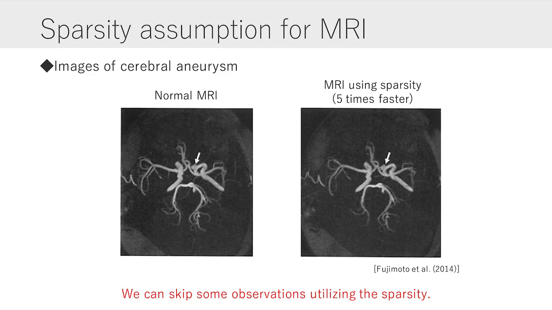Here we are comparing these two figures. The left one is provided by normal MRI. And the right one is provided by MRI under the sparsity assumption. We know that natural images are sparse, so lots of parts are not important. So we can skip some observations that relate to the non-important part. And as a result, we achieve faster MRI scanning.